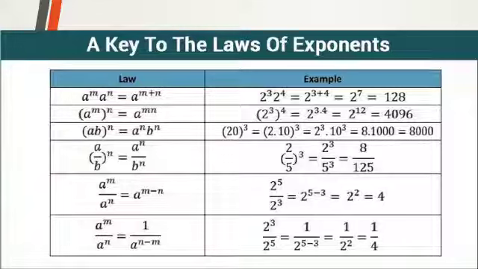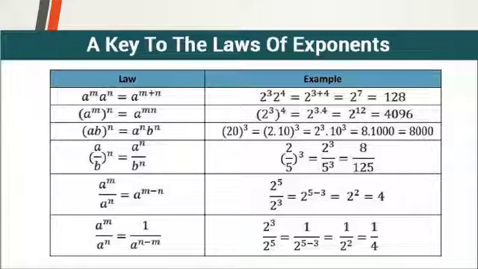Again, see the third law: (ab) to the power n equals a to the power n into b to the power n. Example: 20 cubed. Suppose we have to find 20 cubed, then we can write (2 into 10) whole to the power 3. Then we can separate it: 2 cubed into 10 to the power 3 equals 8 into 1000 equals 8000.